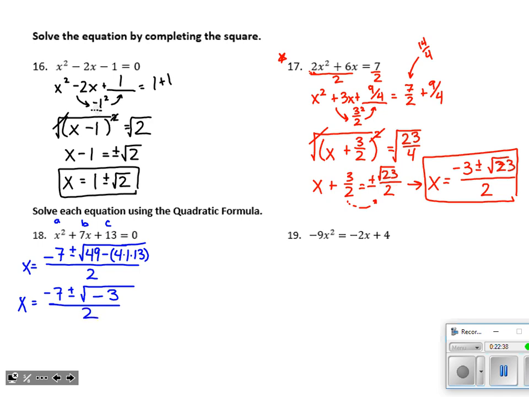all over 2. And really the only thing I can do to simplify this any further is account for the fact that my solutions are imaginary. So negative 7 plus or minus i root 3, all that over 2. We cannot simplify that radical any further. That question is done.